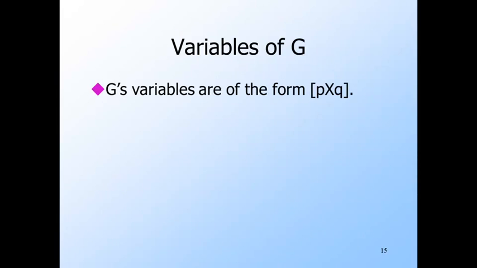As we mentioned, for every pair of states p and q and stack symbol X, there is a variable that we represent by the composite symbol [pXq]. Although this expression consists of 5 characters, you must think of it as a single symbol in the set of variables of G.